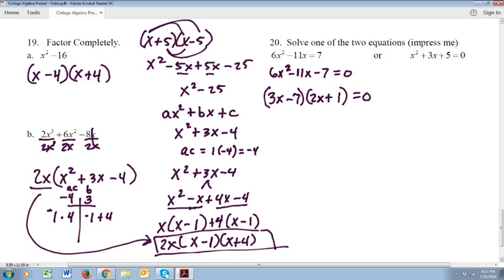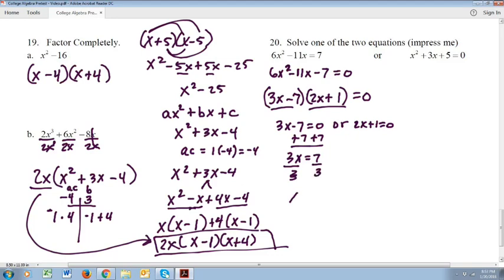Alright, so once you factor that using the AC method, you want to set each of your factors equal to 0. And then we can solve here by adding 7 to both sides and then dividing by 3. And so you get 7/3. If you solve this side, you'll get negative 1/2.